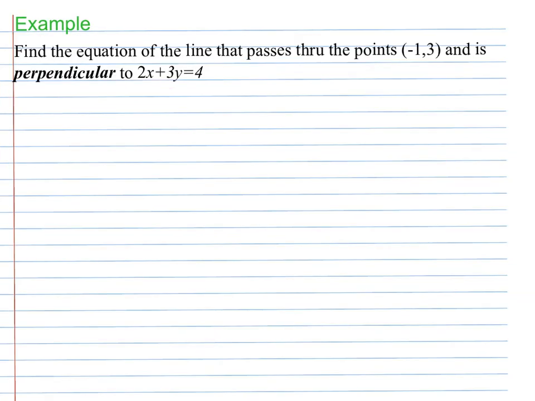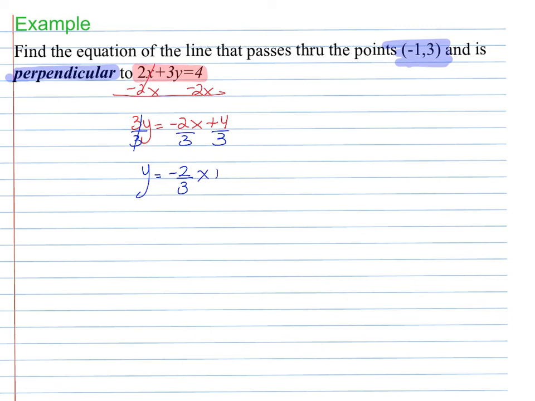On this next problem, it's a lot like the last one we did with one exception. In this case, they gave us the point, negative 1, 3. But now we have to write a perpendicular line to our given equation. Again, we're going to start the same way. We're going to write that equation in slope-intercept form to identify the slope. So we're going to have minus 2x on both sides. We're going to have 3y is equal to negative 2x plus 4. We're going to divide both sides by 3, every piece. And we're going to have y is equal to negative 2/3 x plus 4/3.